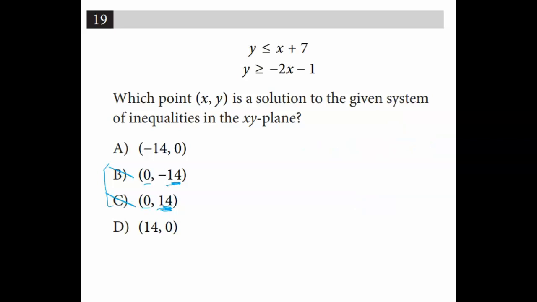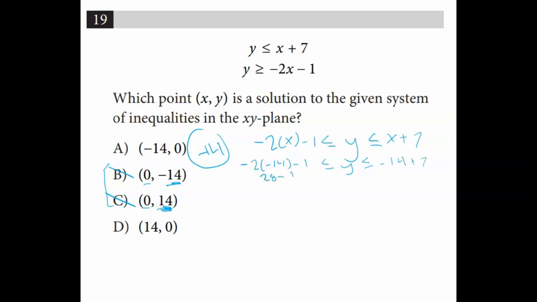Let's redraw it. So it's negative 2x minus 1 less than or equal to y, less than or equal to x plus 7. So let's plug in negative 14 for x. So we get negative 2 times negative 14 minus 1 is less than or equal to y, less than or equal to negative 14 plus 7. So we get positive 28 minus 1, so we get 27 is less than or equal to y, less than or equal to negative 7. Well, this inequality is untrue, so immediately I know it's wrong. But also, if I have a 0 y value, it's not greater than or equal to 27, and it's not less than or equal to negative 7. So A is out. Well, now we know D is the only answer left.